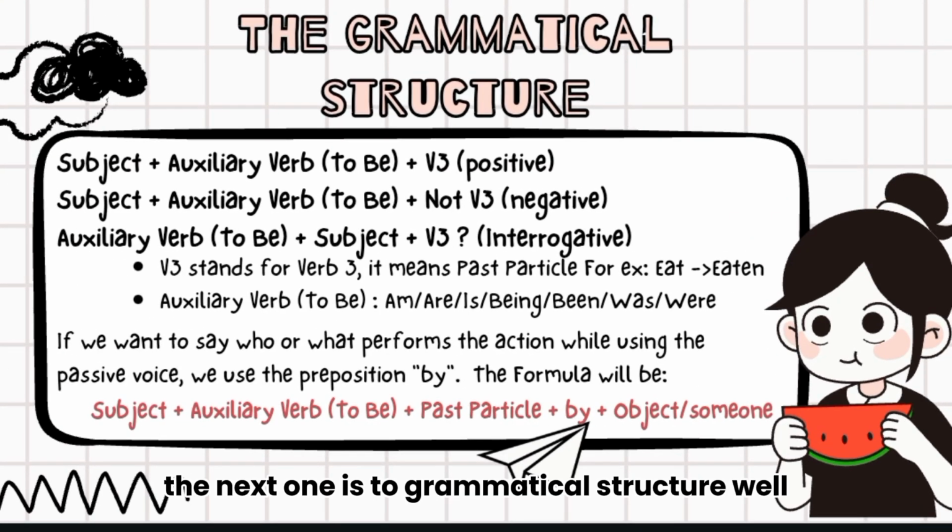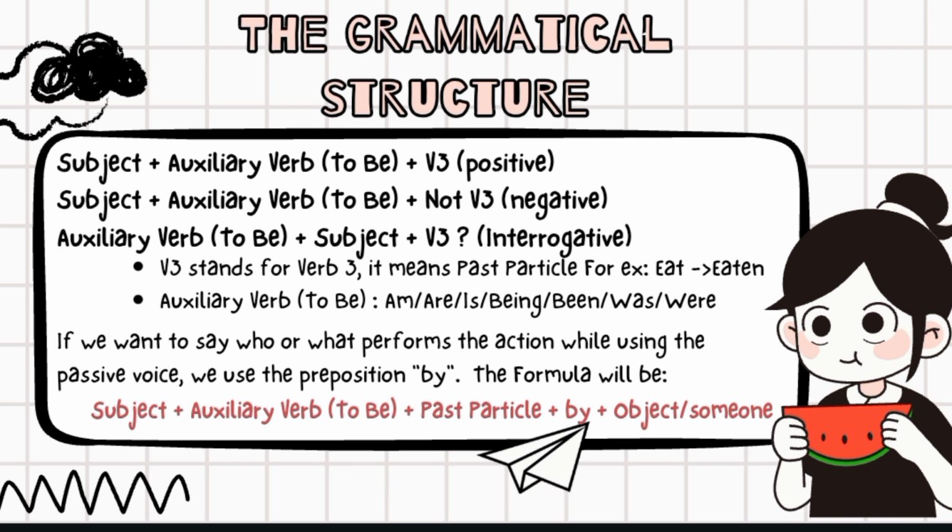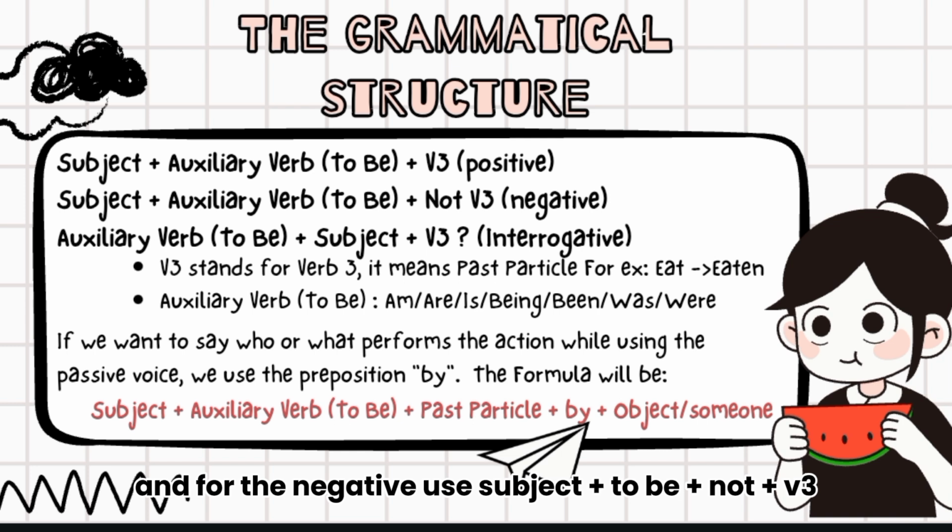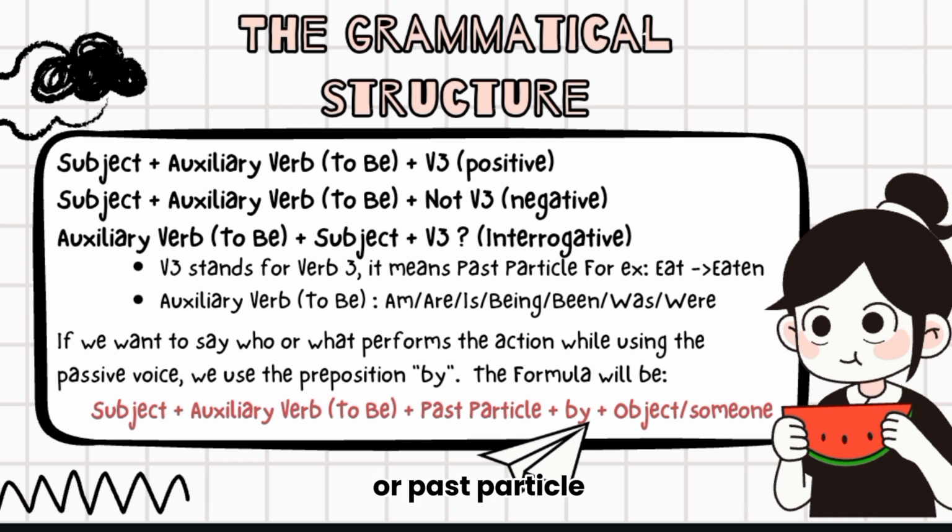The next one is the grammatical structure. So the first one is positive sentences. You need to use subject plus auxiliary verb or to be, and then plus verb 3 or past participle. And for the negative, use subject plus to be plus not and plus verb 3 or past participle. And then for the interrogative, use auxiliary verb or to be plus subject plus verb, and don't forget to use a question mark.